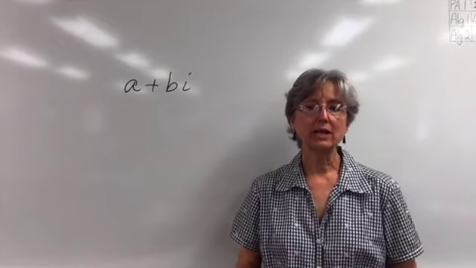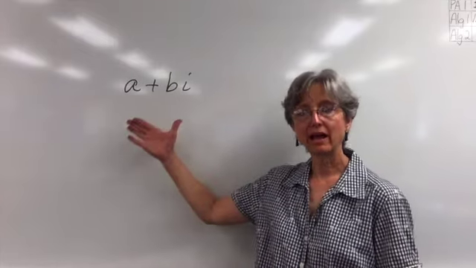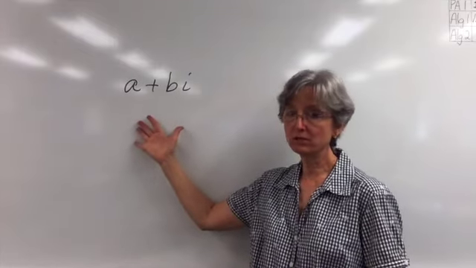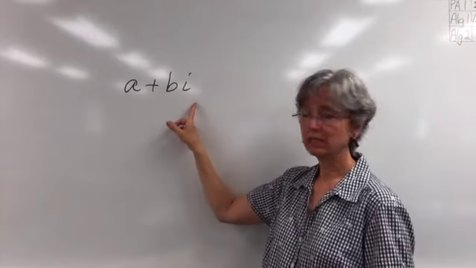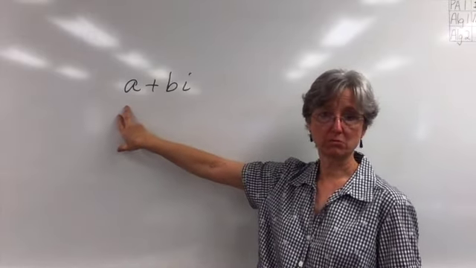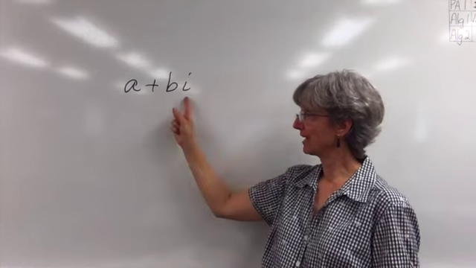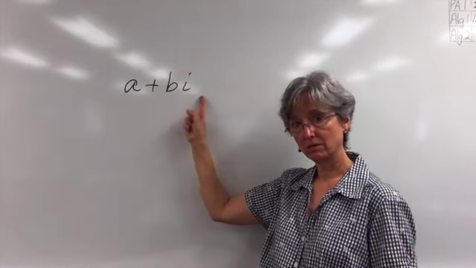All right, complex or imaginary numbers have this form, and this is the form you want. a + bi. This is the real number part, plus, and then this is the imaginary part.